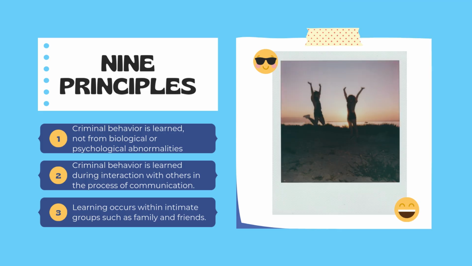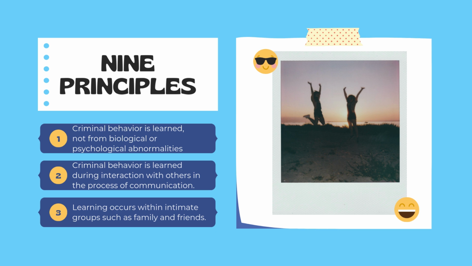So there's 9 principles, and let's break these down. Number 1, interaction through communication. So picture 2 teenagers texting late at night. One shares how he snuck past the cameras at Walmart. The other learns and files it away for later. So crime is passed on through words, stories, instructions.